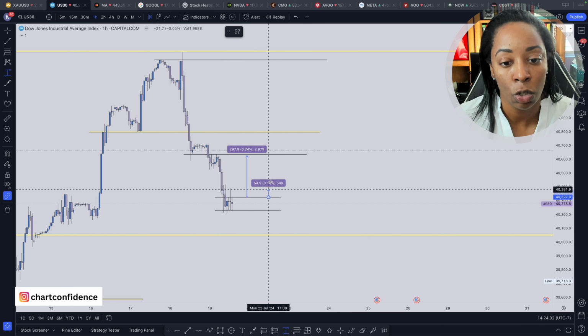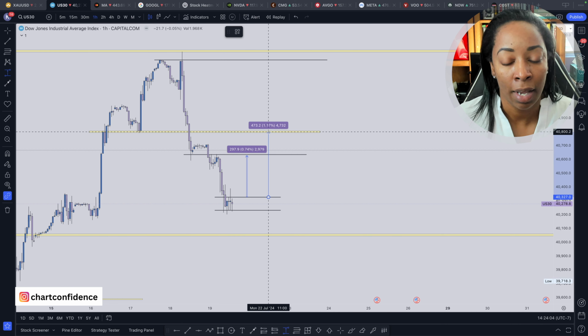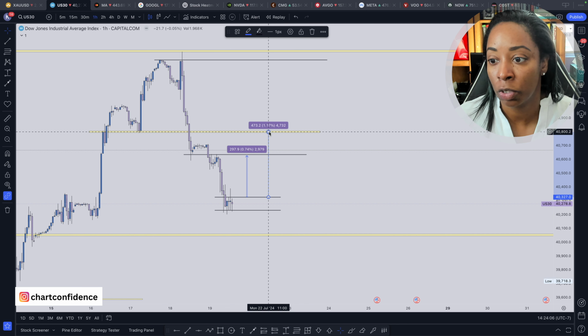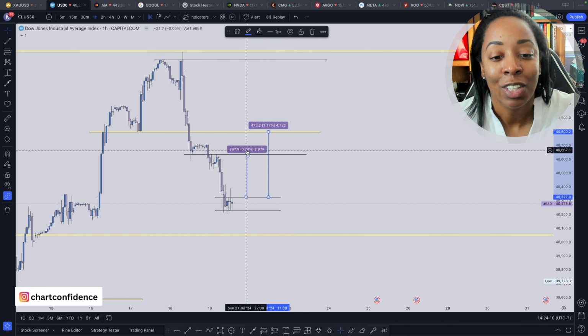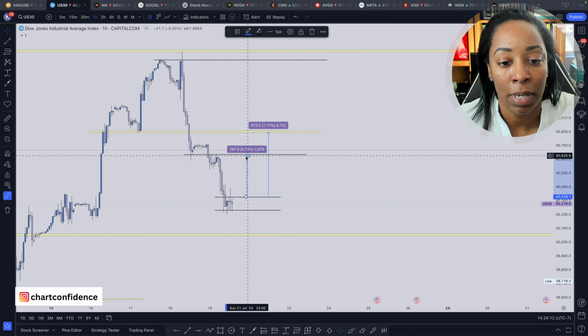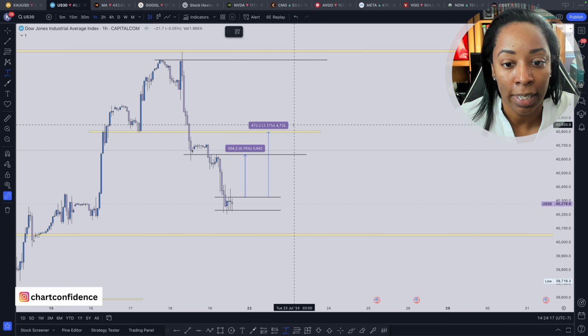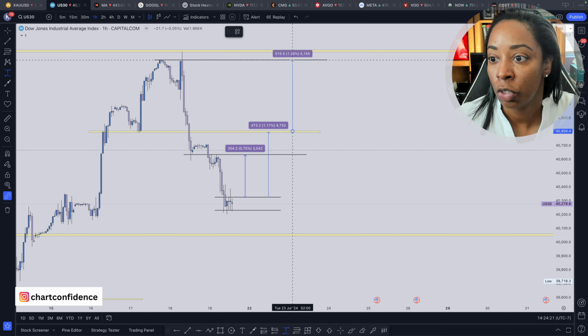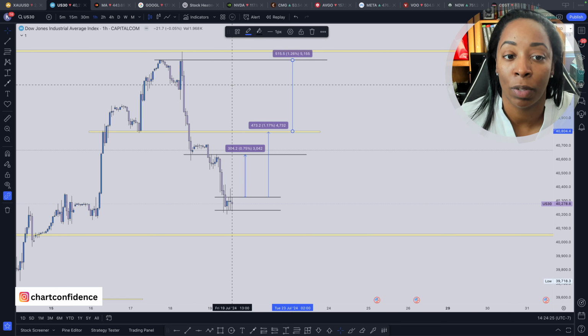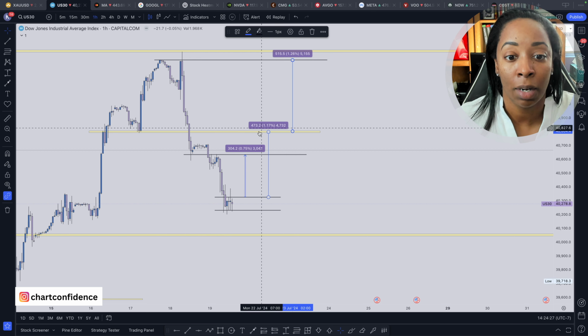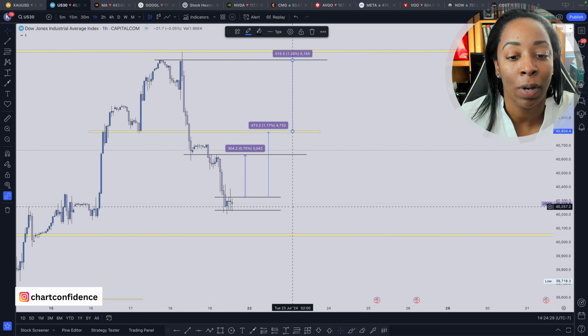It could continue to push up and go all the way up to this 40,800 level. This is actually a perfect level. So that would be that side of it. And then we could also see continued buys all the way up here to 41,320, this level that we drew before. That's a lot of points. Each one of these moves is a lot of points.